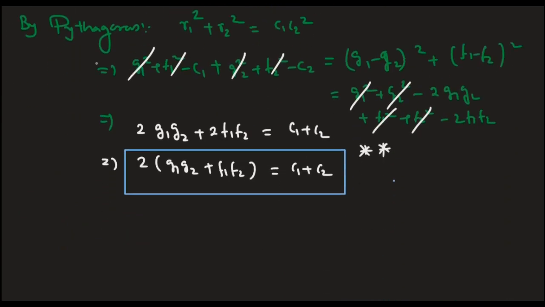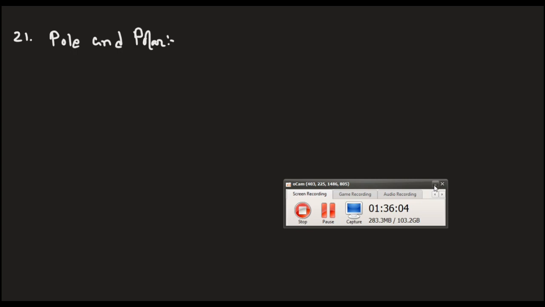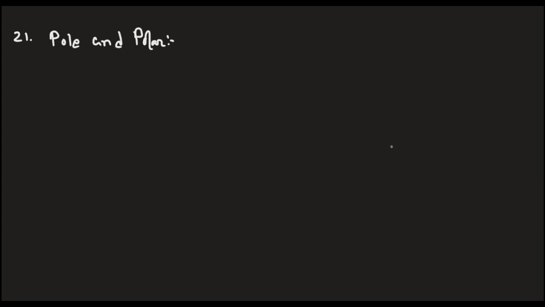and polar, and that will be point number 21. So now coming to point number 21, where we are going to discuss the pole and polar. Now what is pole and polar? Suppose in the plane of a circle we take a point P. So this is my circle and I am taking one point P here.